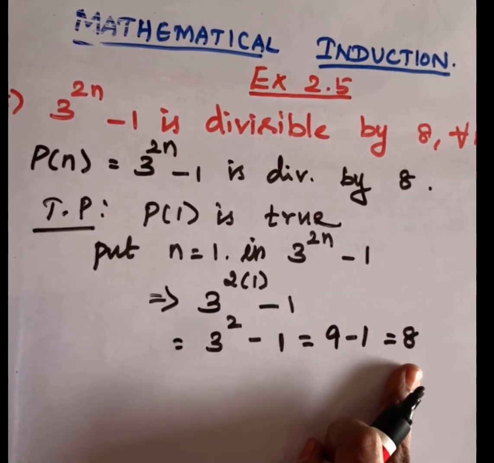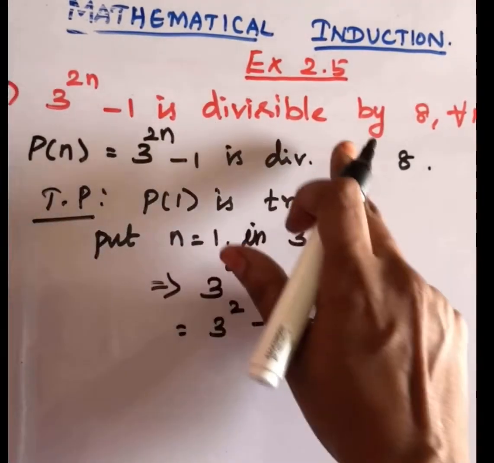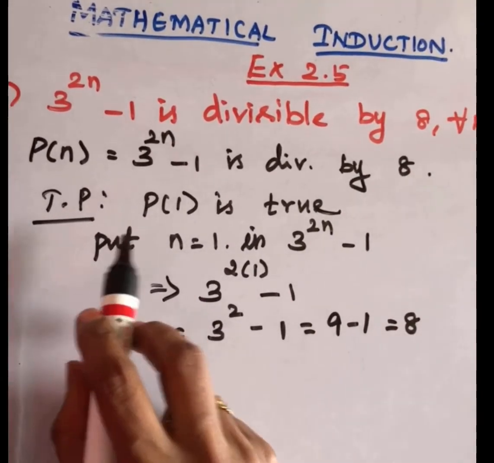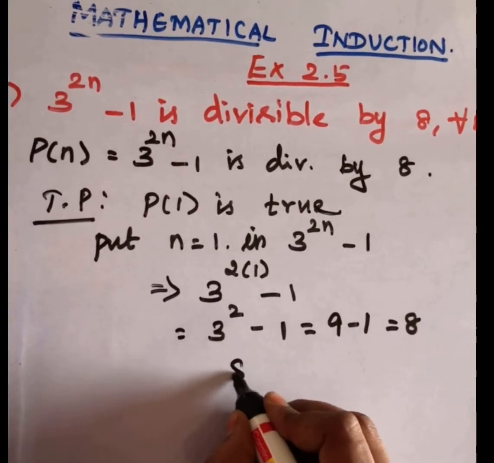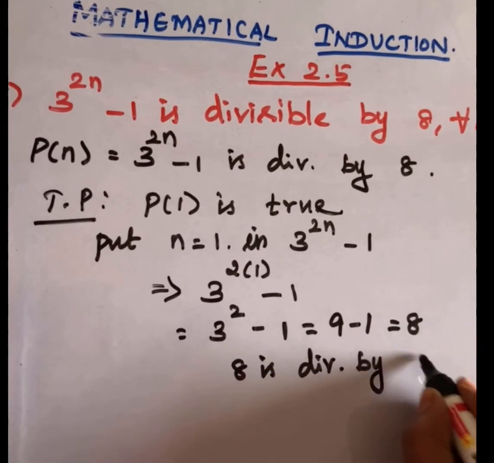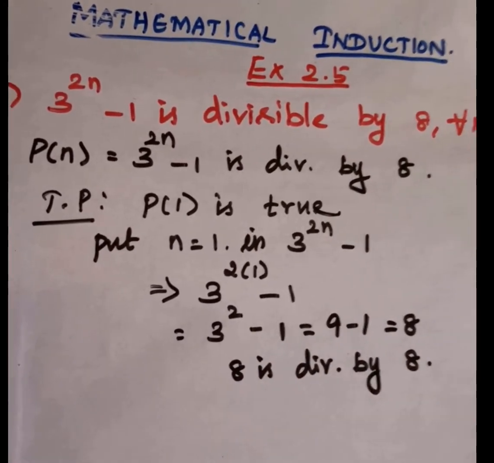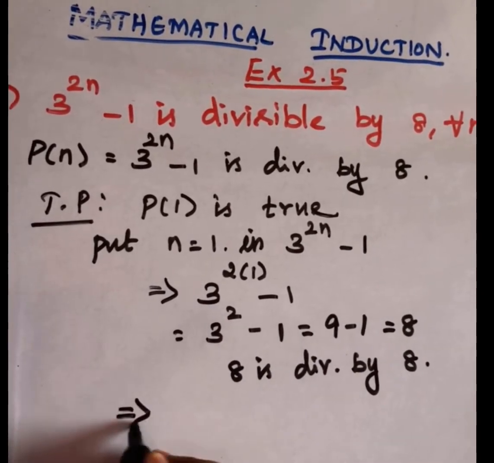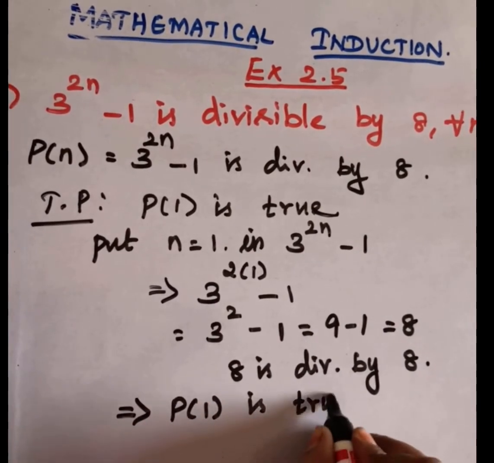8 is divisible by 8. That is what is meant by divisible. Okay, so we get 8 when I put n is equal to 1. So, it is divisible by 8. We can divide 8 by 8 without any remainder. Okay, so 8 is divisible by 8. That implies P of 1 is true.